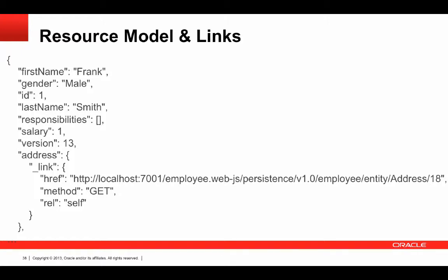And as you can see in the structure, this is what you would see from RESTful data services. I have the server, its port, employee web.js is the application root. The RESTful data services root is persistence. We're looking at version 1 of the API. The persistence unit we're looking at is employee, and then it has an entity called address with ID 18. So that gives you a look at the whole URI structure for issuing this particular GET. And when we step into the demos, you'll see how this URI structure can be leveraged easily within your client application.